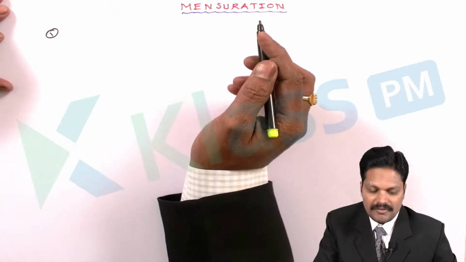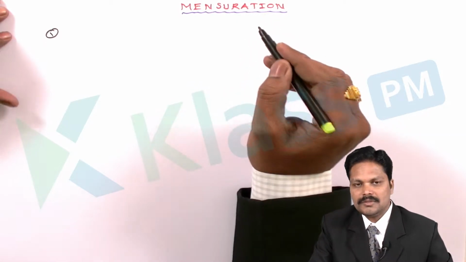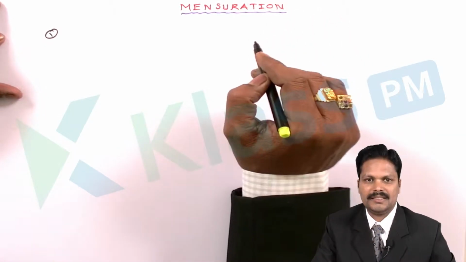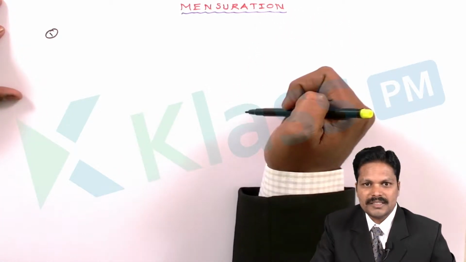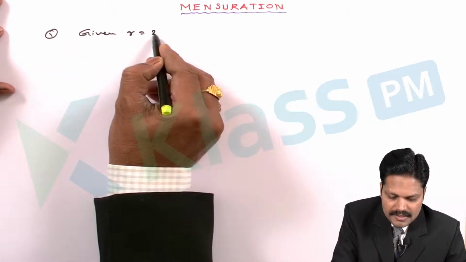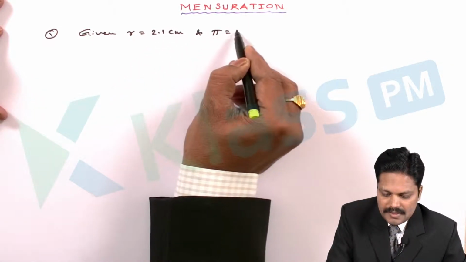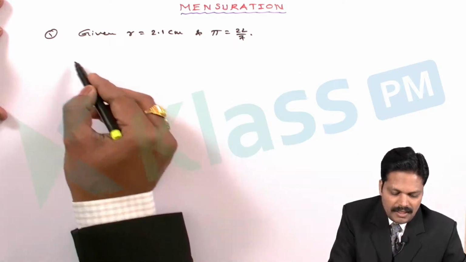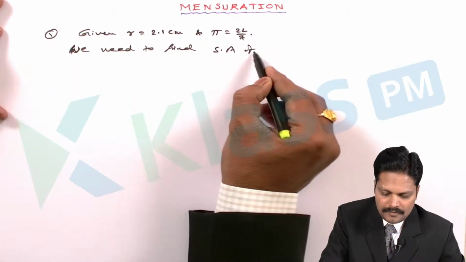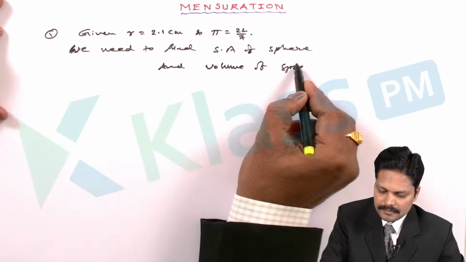Here the pi value is given as 22/7. If the pi value 22/7 is mentioned, we should take that only. If 3.14 is mentioned, then you should take that in the solution, and then you will get accurate values. So here the radius is 2.1 centimeters and pi is 22/7. We need to find the surface area of the sphere and the volume of the sphere.